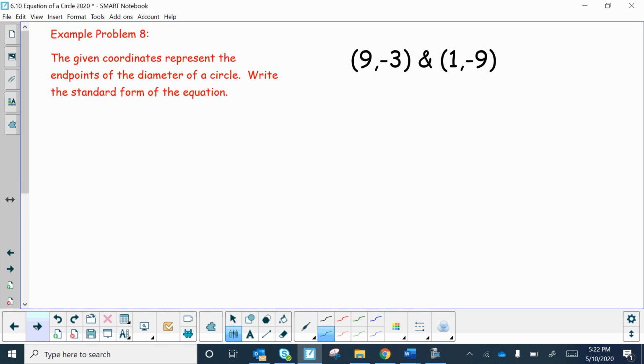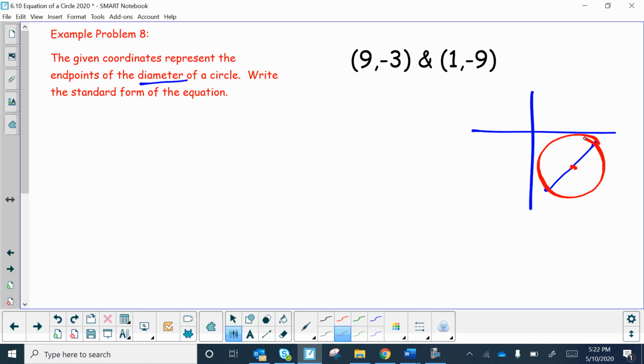Write the standard form of equation. Okay, this one's a little bit more to it. So we have this circle. I'm going to give you a quick sketch. Okay, 9, negative 3, let's just say somewhere there, 1, negative 9, somewhere right here. That is the diameter of the circle. So the center is right in the middle, and the circle is going to look something like that.